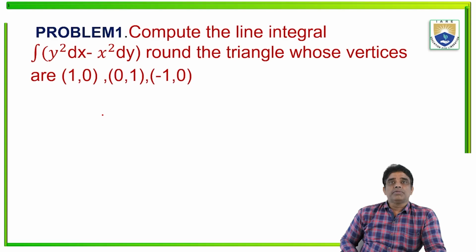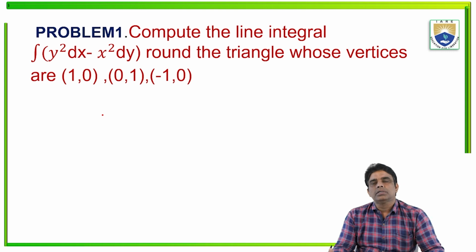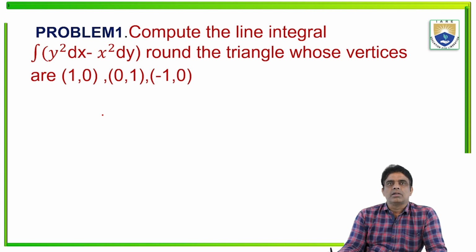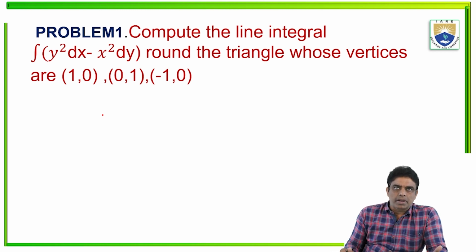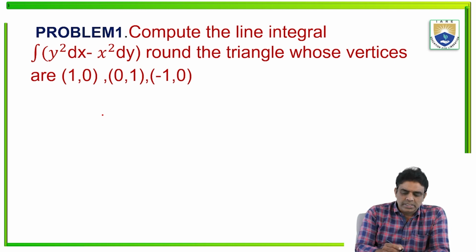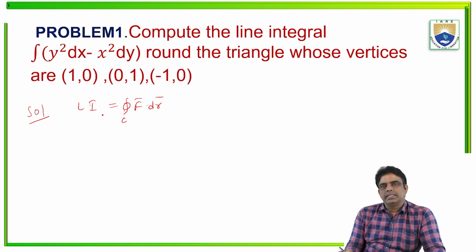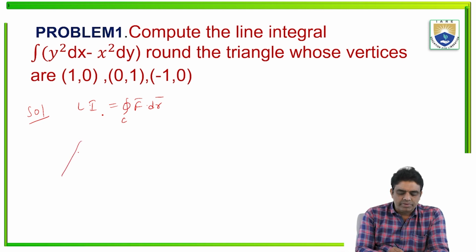So, the first problem is: compute the line integral of y square dx minus x square dy round the triangle whose vertices are (1, 0), (0, 1) and (minus 1, 0). So here I would like to solve the problem. Line integral is the integral of F bar dot dr bar over the curve C. Here C is the closed curve because C is the triangle with vertices.